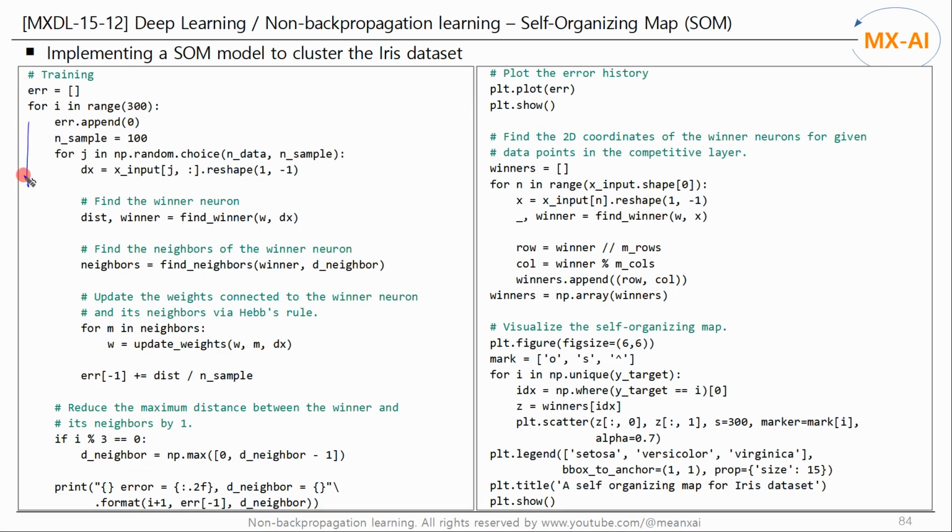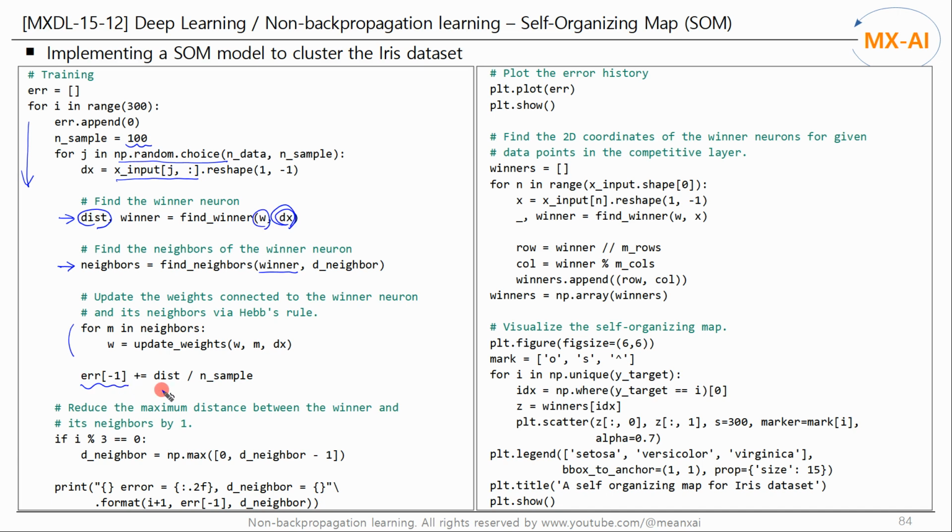Now we iteratively update the weights. Sample 100 data points from the Iris dataset. And find the winner neuron for each data point. Then we find the neighbors of that winner neuron. Next, we update the weights connected to the winner and its neighboring neurons. And we use the distance between this data point dx and the weights connected to the winner as the error of this model.